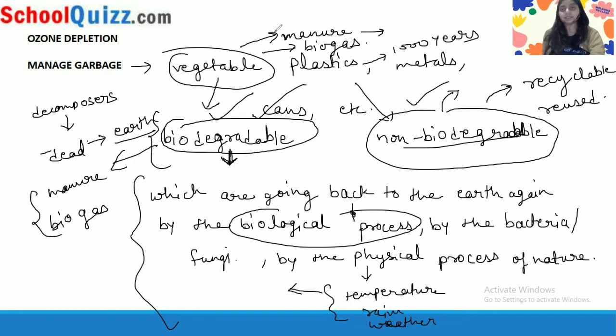So let's end this class here, and in the next class we will see the whole summary of Chapter 15, Our Environment.